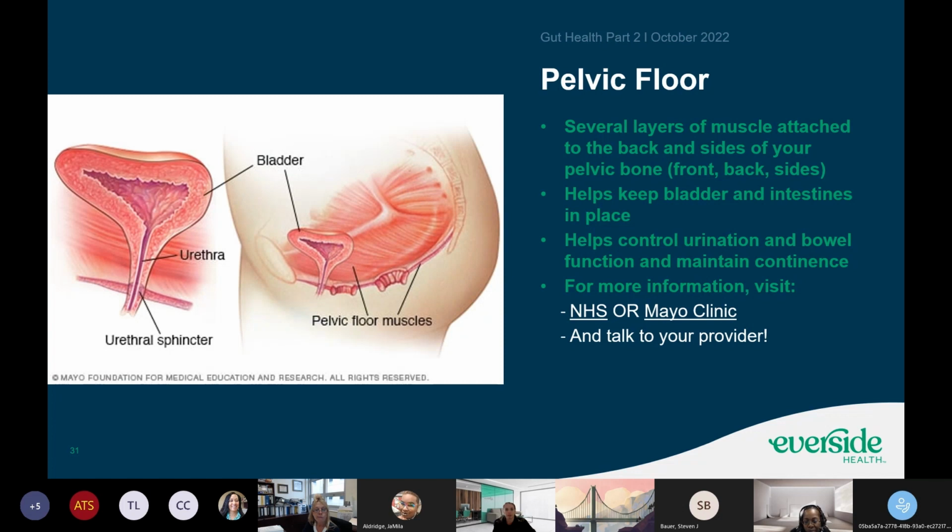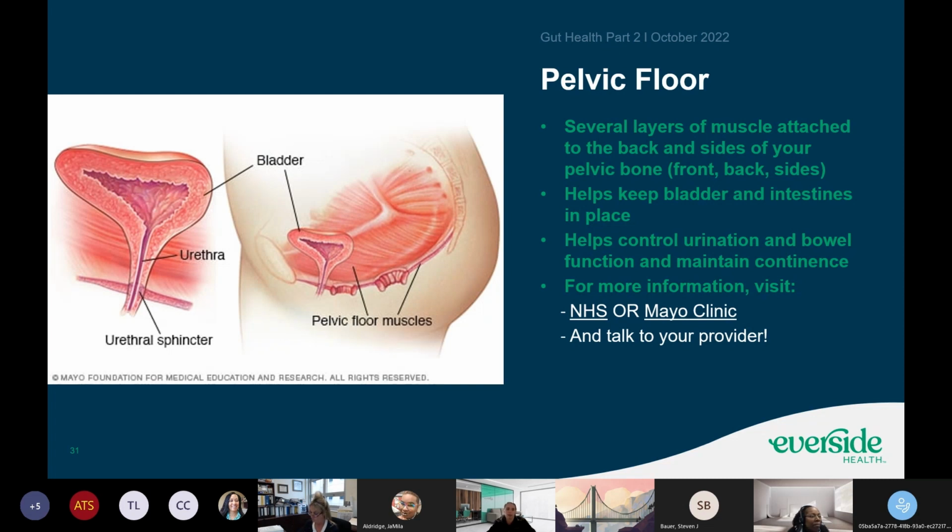You have some muscles, this obviously is a girl, but you have some muscles around all of the organs in the lower part, kind of in that pelvis region of your abdomen. There's several layers of them, front, back, sides, in the middle. They help keep everything in place. And if they're weak, things are not going to be working the way they should. If they're too tight, things are not going to be working the way they should. They help control urination and bowel function and maintain continence.